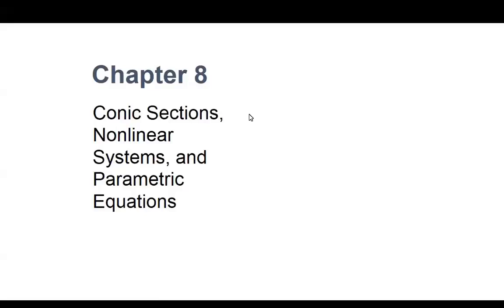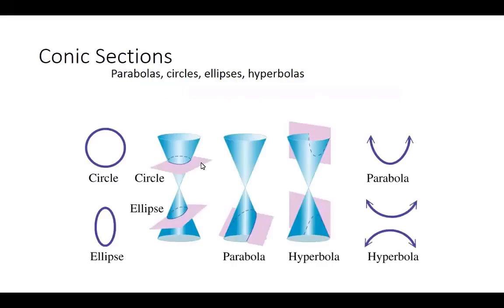We're going to start chapter 8, conic sections. So we're going to look at the circle and parabolas first. These are the shapes that we're going to look at for this chapter. We'll look at circle, ellipse, parabola, hyperbola.